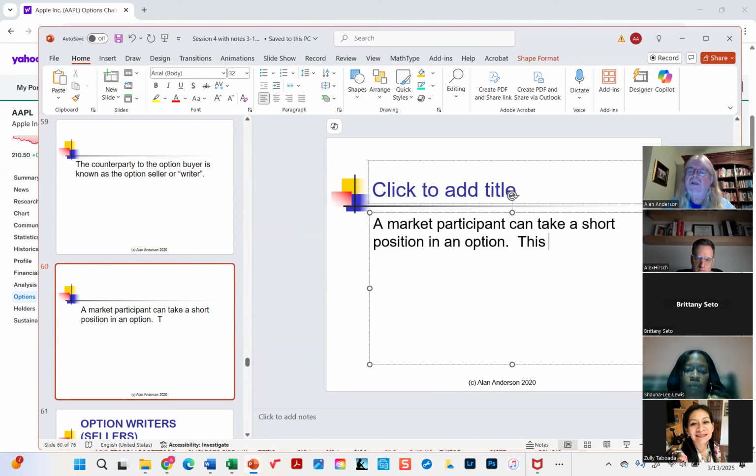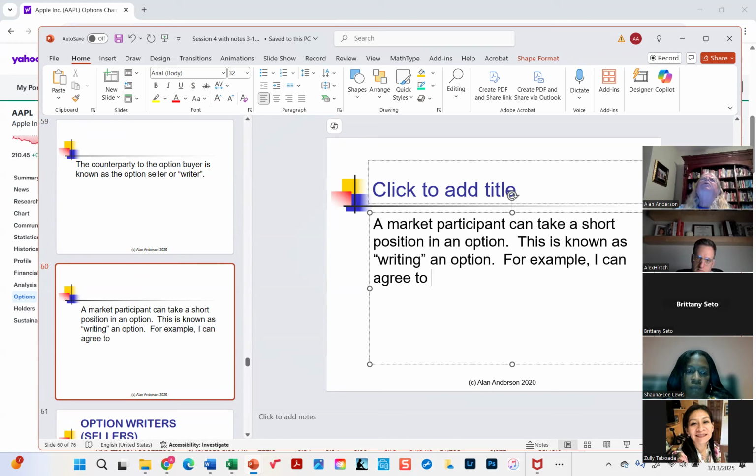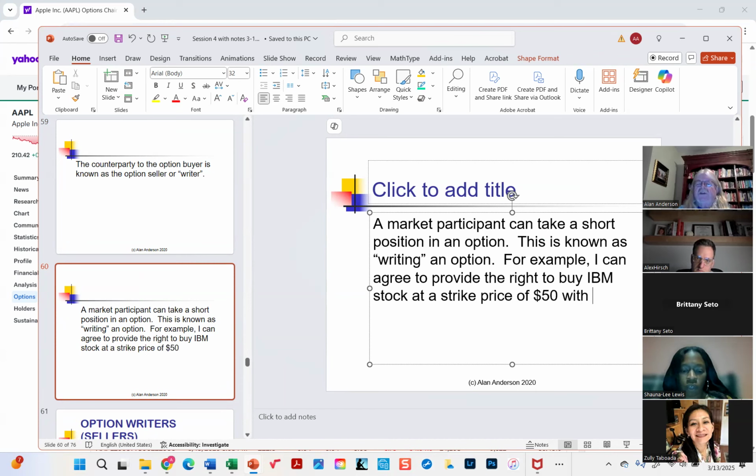So it's known as writing an option. For example, I can agree to sell the right to buy IBM stock at a strike price of 50 with an expiration date of March 1st, to a counterparty, in exchange for the premium.